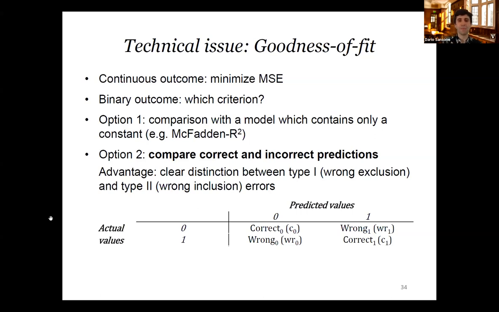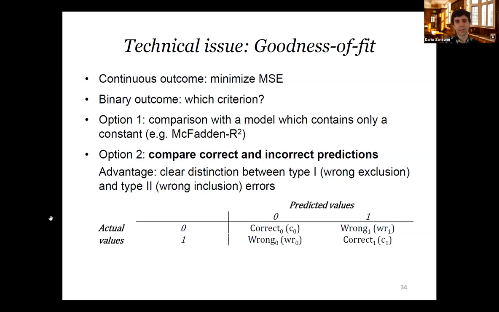As we learn from our econometrics classes, there are many different ways in which we can evaluate the performance of these algorithms, or even of logit or probit. We can compare our model to a simple model with just a constant, and this is the idea behind the pseudo R squared, or the McFadden R squared.